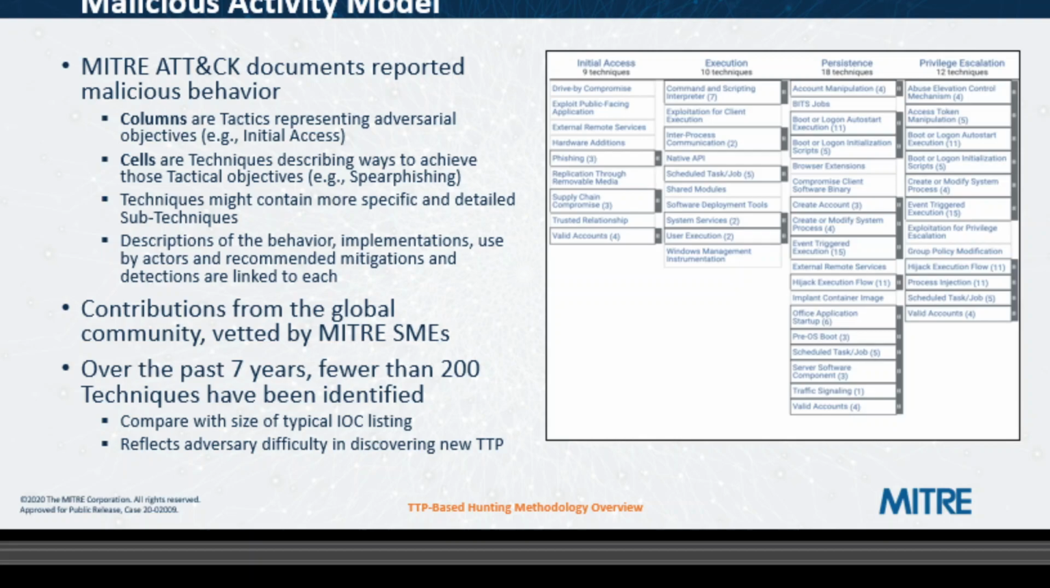So step 1, the malicious activity model. We talked about ATT&CK. We've got a matrix where the columns represent tactics, the cells are techniques, and in the latest version, some of those techniques then have sub-techniques associated with them that are more specific and detailed. And there are descriptions of what the behavior looks like for those techniques or sub-techniques, how actors have used them, what tools implement them, and some of the recommended mitigations and detection ideas around those techniques and sub-techniques.